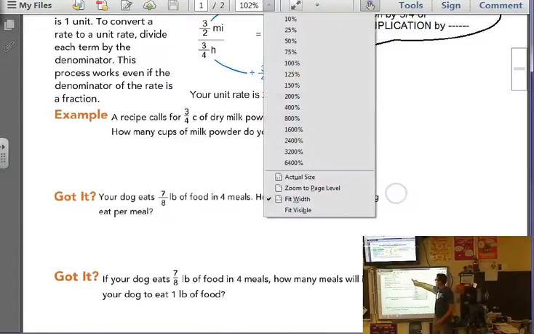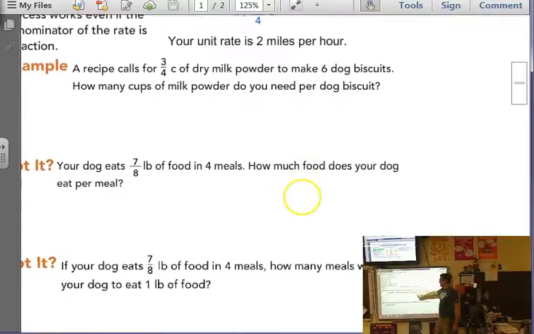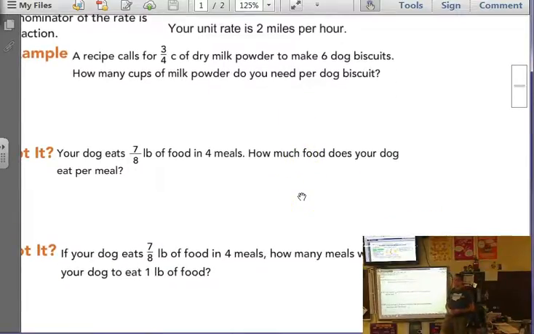So, try our example here. If we have 3/4 cup of dry milk to 6 dog biscuits, people every year at Phoenix Fair make dog biscuits and they sell really well because most people have dogs. So if you need a Phoenix Fair idea, dog biscuits. How many cups of milk do you need per dog biscuit?